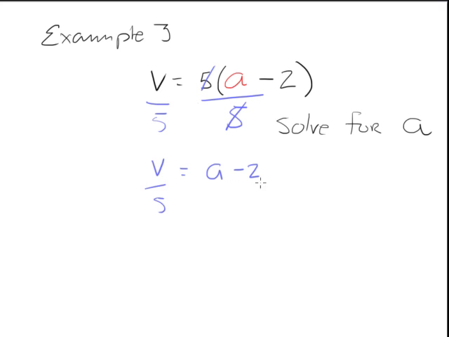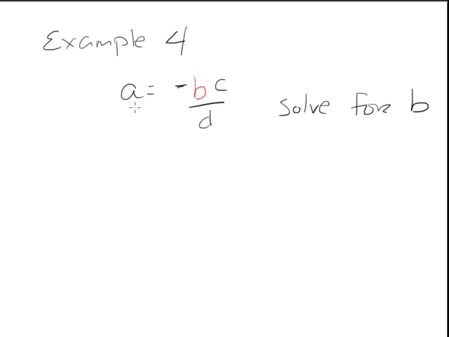Then I just have to get rid of this minus 2, so I'm going to add 2 on one side and then add 2 on the other. So that cancels out the 2 on the right hand side, and I'm left with V over 5, I don't have to touch that, add 2 equals A.